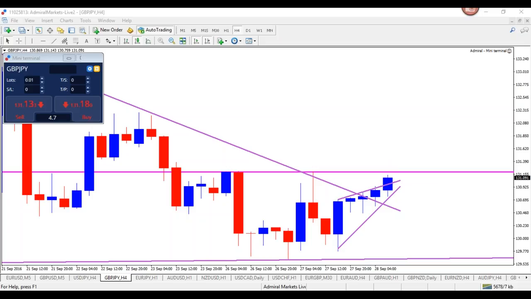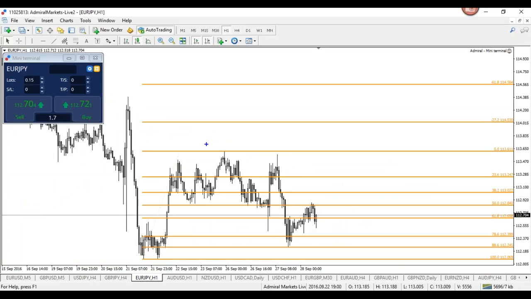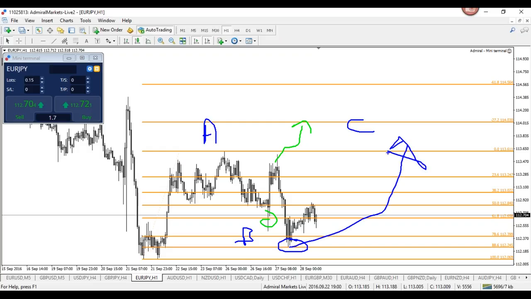It is also respecting these deep fibs here, so this could turn out to be a bigger ABC zigzag. I mean, my view on Monday was that this is an A, we're going down for B, we're going up for C. Now, we got the bounce here, but it didn't continue to the target, and we got a bigger correction down to the deeper fibs. So it still could be valid, I think. I don't think anything really changed. I think it could still be that ABC.